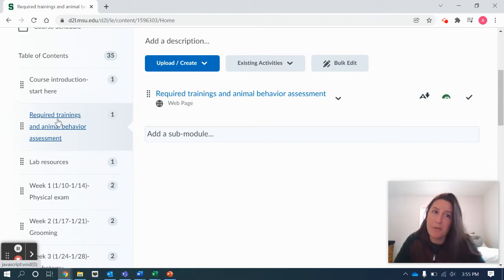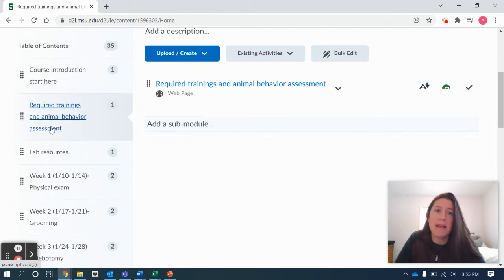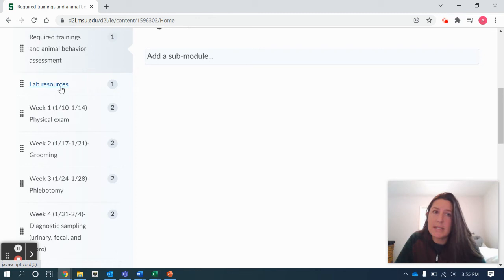Required trainings and animal behavior assessment. You have things to complete before we even start. So please make sure to check out that webpage. Lab Resources is a helpful webpage that will include your lab manual as well as a few other bits and pieces of helpful resources. I hope that you visit that page on a weekly basis for some additional assistance.